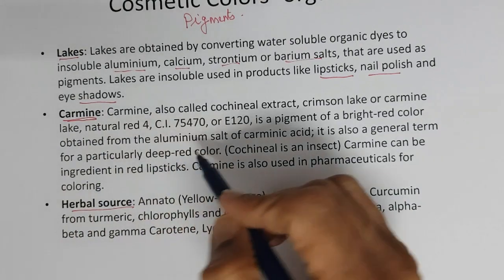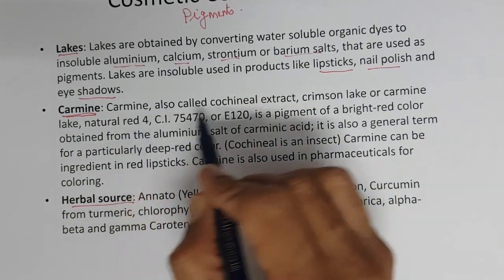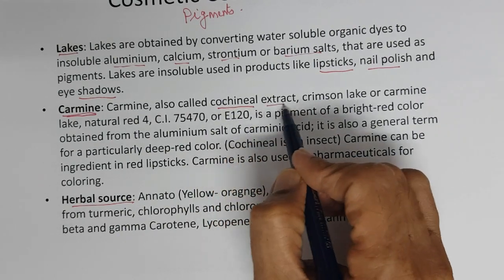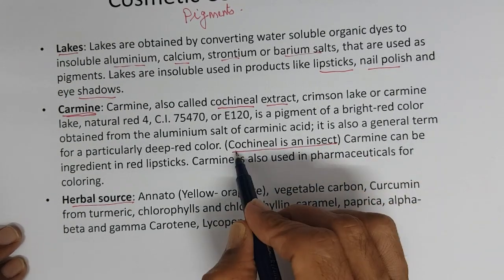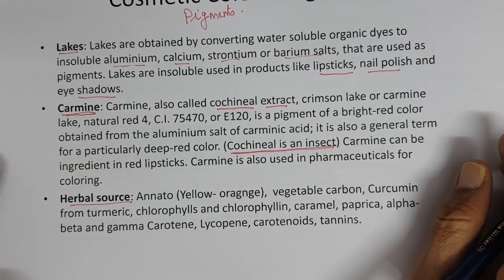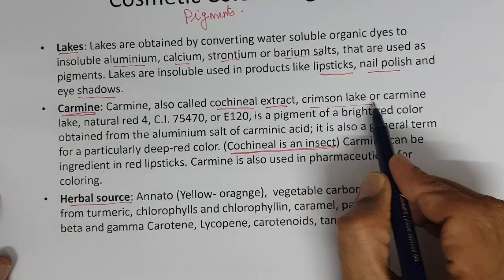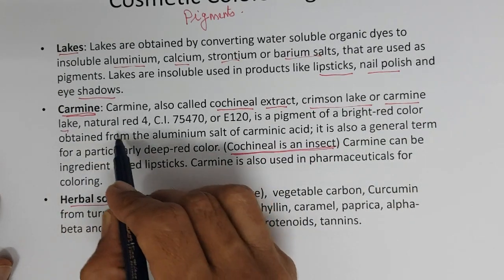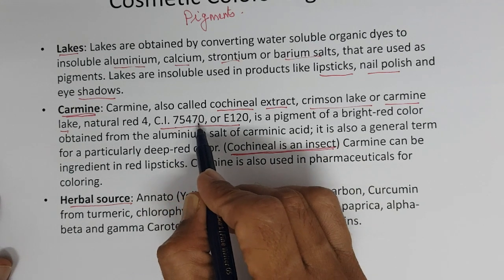Carmine, right? You have heard about carmine? Carmine is also called cochineal extract. Cochineal is an insect. It's a crimson lake or carmine lake. The CI number is 75470.